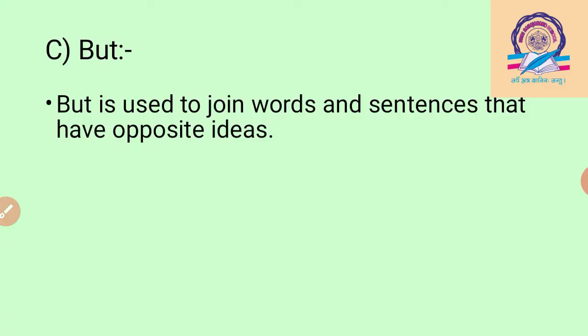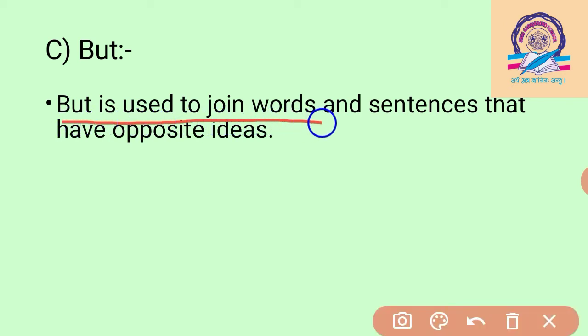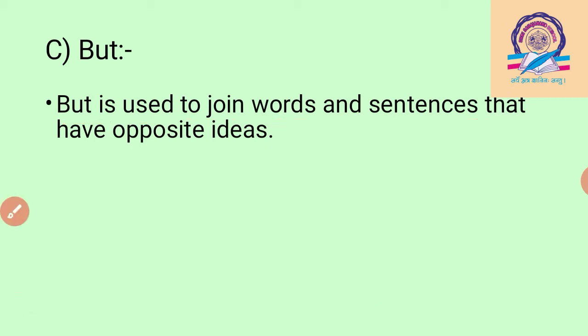Then see, it means but is used to join words and sentences that have opposite ideas. It means when there is an opposite, one is clever, one is dull, one is tall, one is short, one is hot, one is cold. Like one is big, one is small. Where there is an opposite idea, at that time we have to use but here.